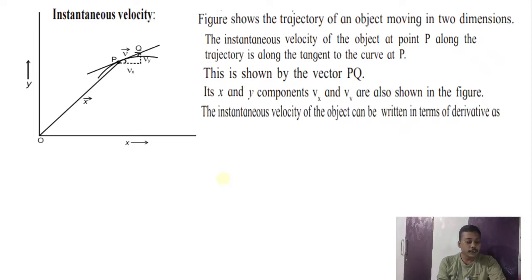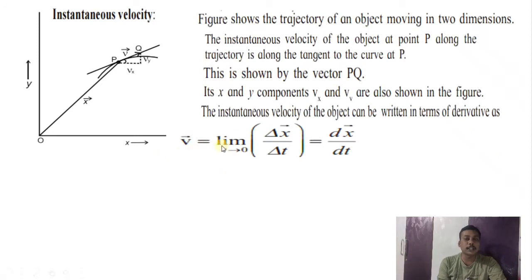Now the x and y components of the instantaneous velocity are vx and vy, as shown in the figure here. These are the two xy components of instantaneous velocity.